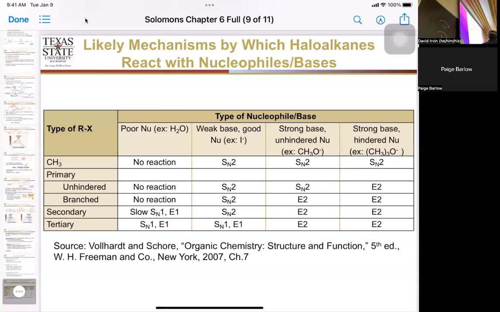Okay, but they have to be strong bases. Let's say they're not good bases, but they're good nucleophiles. So it's more kinetic, right? That means we're going to do SN2 until we get to a tertiary substrate, which can't do SN2. It has to do SN1, and it'll always be in competition with E1. And then let's look at poor nucleophiles like water. No reaction at all until we get to a secondary. That's really slow because it has to wait for that carbocation to form.